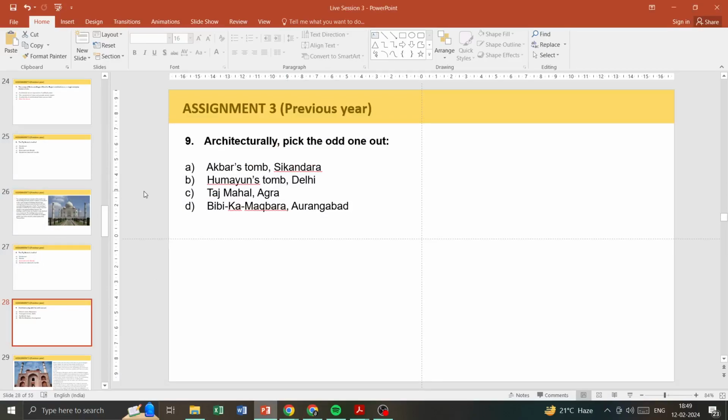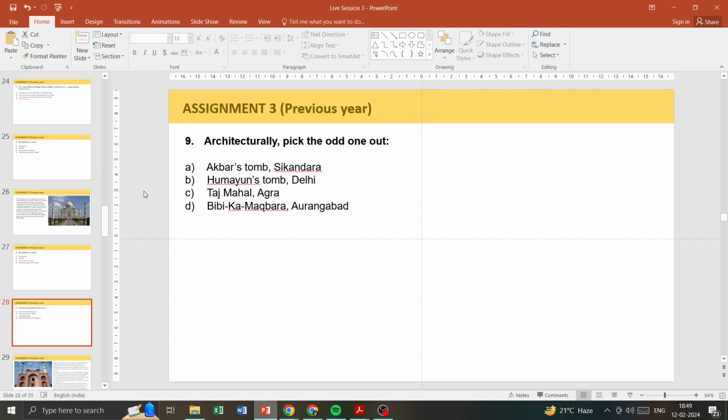So, architecturally, pick the odd one out. Akbar's tomb, Sikandra. Humayun's tomb, Delhi. Taj Mahal, Agra. And Bibi ka Maqbara, Aurangabad. We all know how the Taj Mahal looks, and so the answer actually is Akbar's tomb, Sikandra, and I have added details about Akbar's tomb, Sikandra, in the next slide.